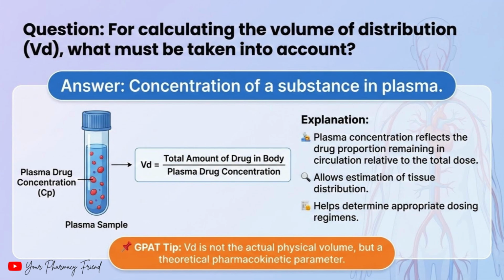For calculating the volume of distribution, VD, what must be taken into account? To calculate the volume of distribution, the plasma concentration of the drug must be taken into account. Plasma levels indicate the proportion of the drug that remains in circulation versus the amount that has distributed into tissues. Remember, VD is not the actual physical volume but a pharmacokinetic concept that guides dosing strategies.